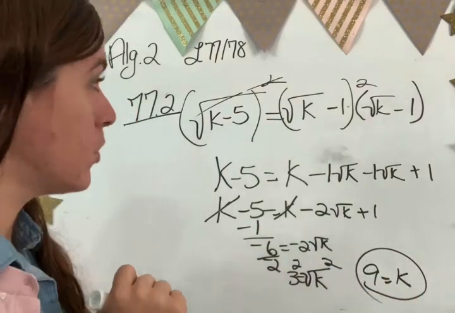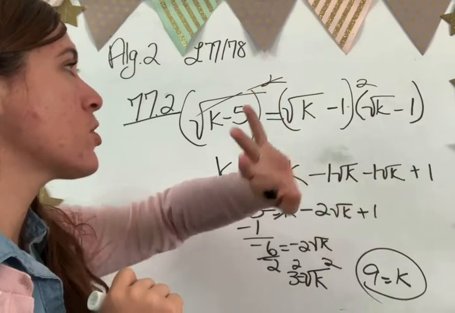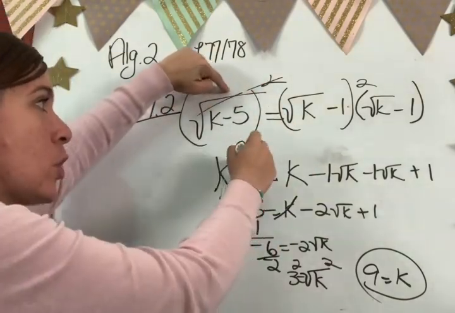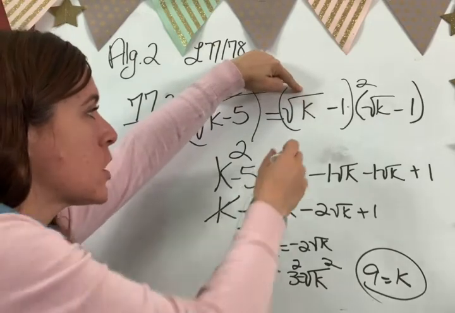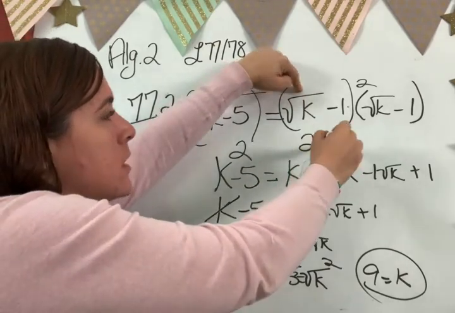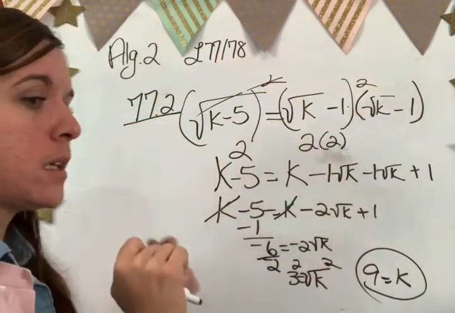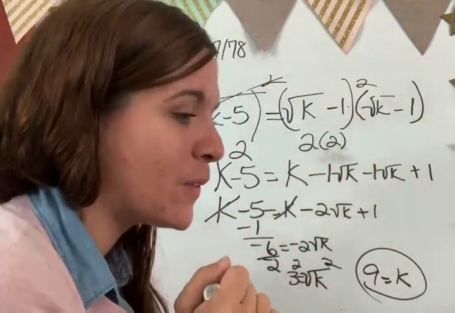Okay? Then you substitute it in and make sure that everything's okay. 9 minus 5 is 4, the square root of 4 is 2, square root of 9 is 3 minus 1 is 2, 3 minus 1 is 2, 2 times 2 equals 4. I did something wrong.